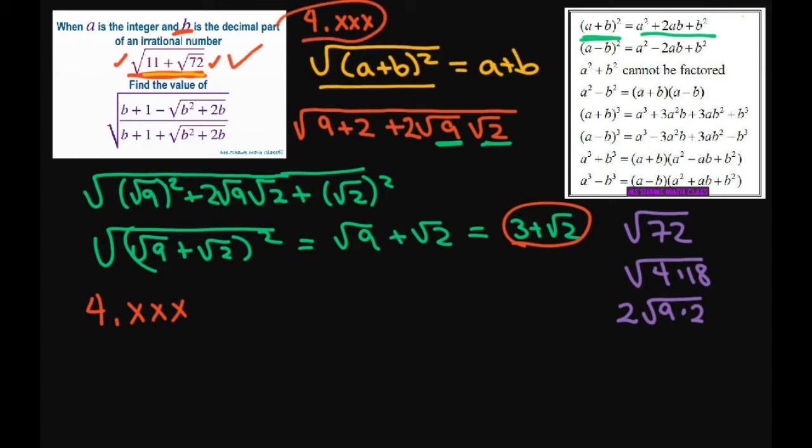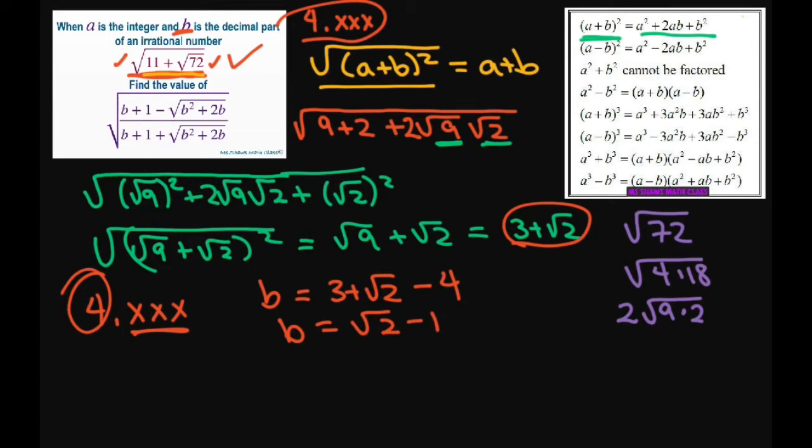But now what we can do is just find our B by letting B equal 3 plus square root of 2 minus 4. You subtract this 4 back out to get this part. So B is going to equal square root of 2 minus 1. Now, looking at our expression that we have here, we need to know what B plus 1 is. So B plus 1 is going to equal square root of 2. And we also need to know what B squared plus 2B is.